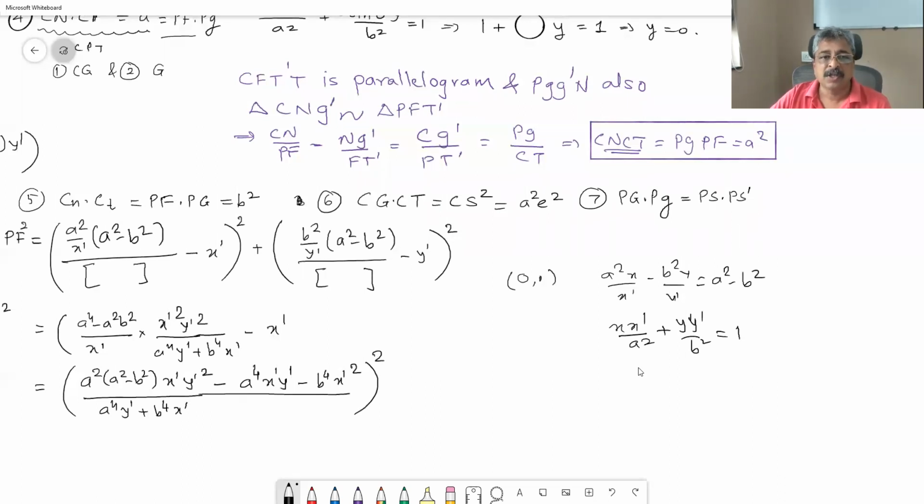So distance PF is that distance. That is what he is saying, which is correct, which is equal to, put 0,0 here, so minus 1 divided by the root of x dash upon a square, bracket square, plus y dash upon b square, bracket square. Okay, so that is PF. And how do we find out PG?